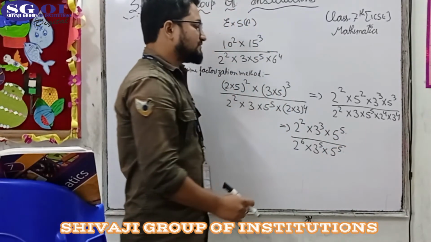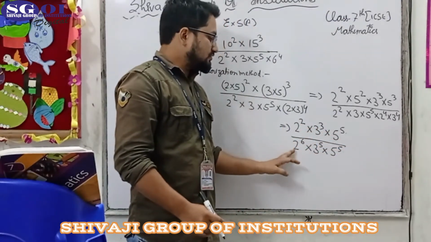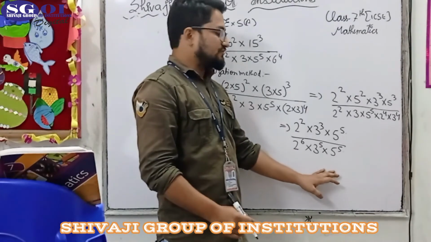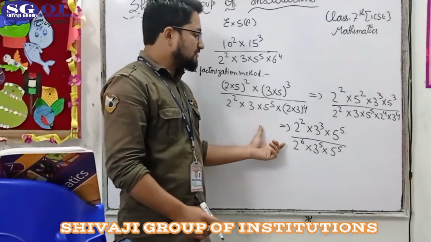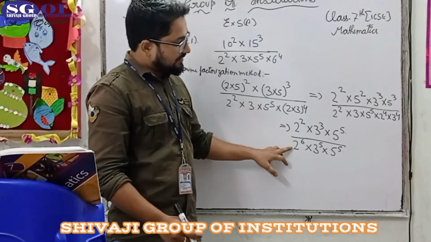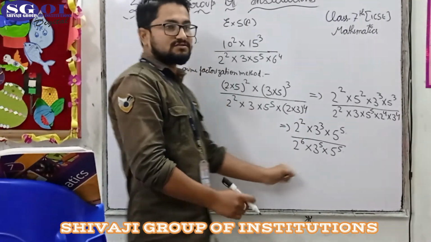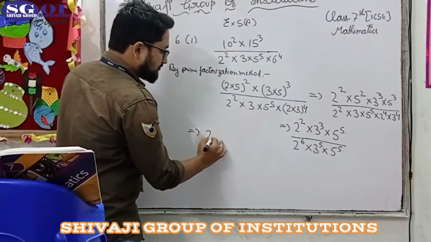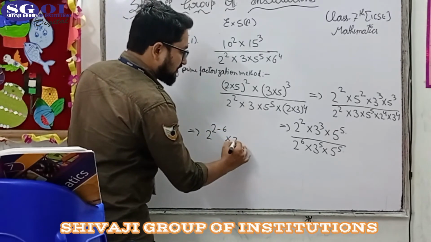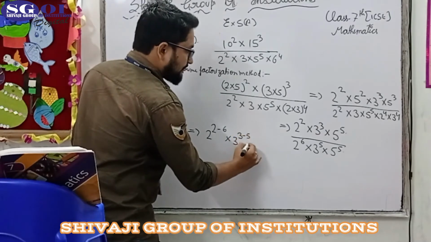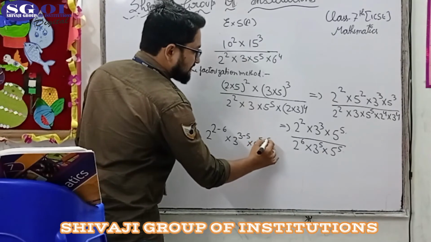Now we can clearly observe that we have got 2, 3 and 5 in the numerator and same 2, 3, 5 in the denominator as well. So from here we can apply the quotient law that was told by me earlier: whenever you see same base and division, what we will be doing, we will be subtracting the powers. So this will give us 2 to the power 2 minus 6 multiplied by 3 to the power 3 minus 5 multiplied by 5 to the power 5 minus 5.